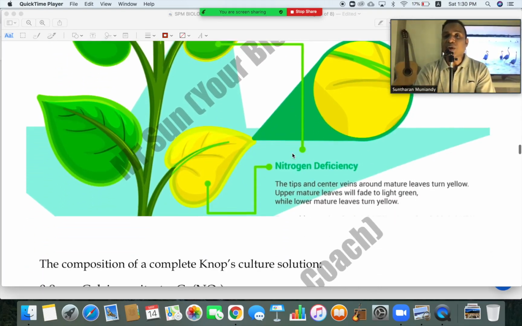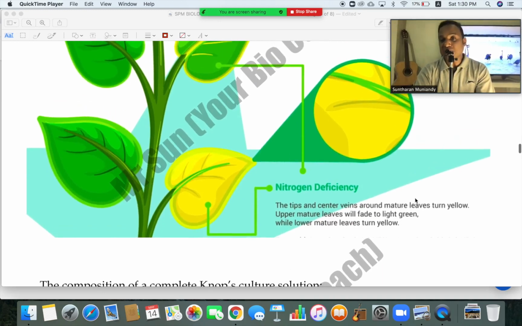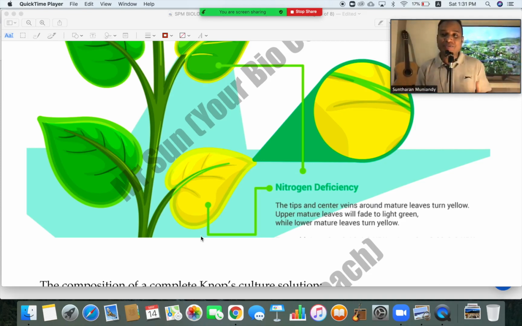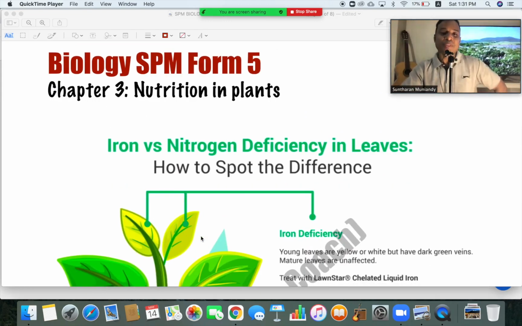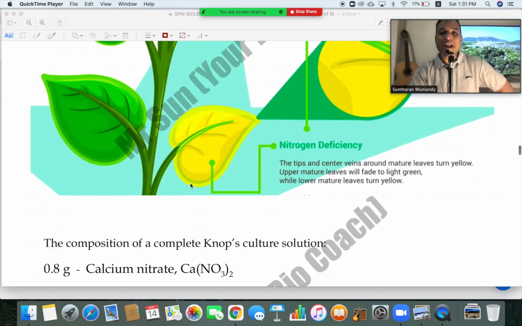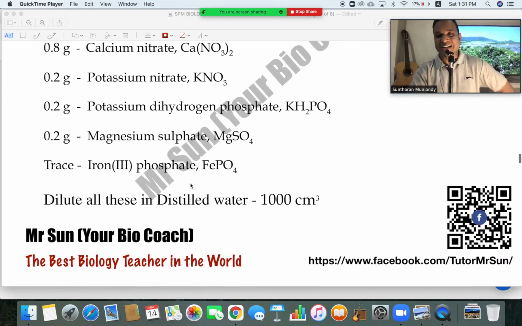And another one, we call that nitrogen deficiency. We can see that the matured leaves appear to be yellow, and the veins also turn yellow, and this is what you guys will need to know. Nitrogen deficiency affects the older leaves, and iron deficiency affects the young shoot. So this is what you guys need to know under the macronutrients and micronutrients.